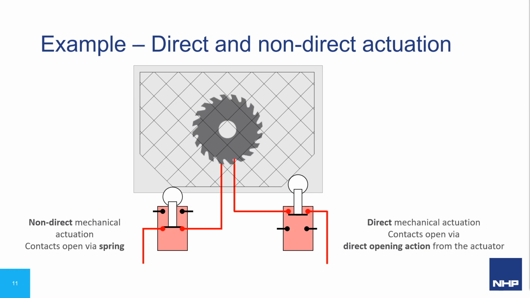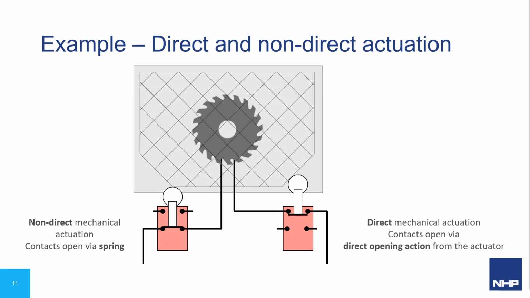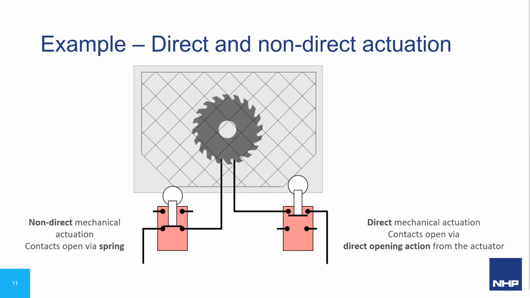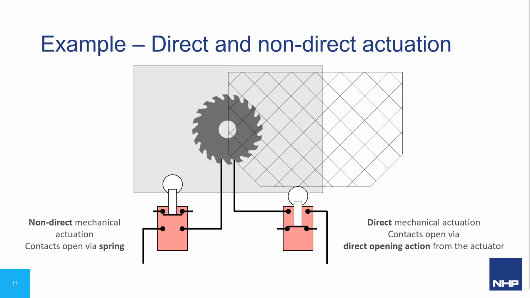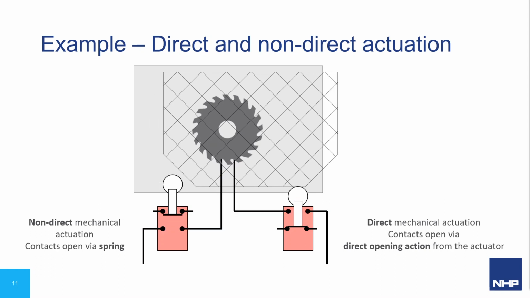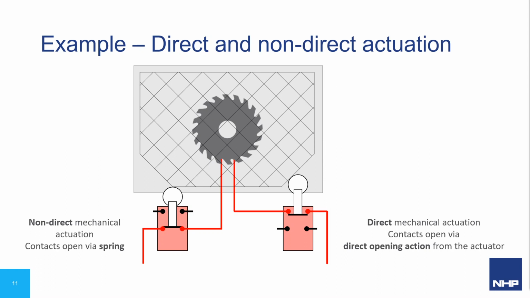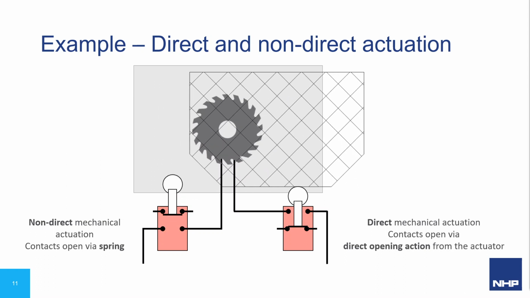This animation shows the application of two Type 1 limit switches arranged on the same guard with diverse mechanical action. The one on the left is non-direct and the right is direct. When the guard opens, the non-direct action switch is released and relies on the spring to open the contacts and disconnect the control circuit, whereas the direct action switch is forced to open as the guard moves over it. The force of opening the guard is directly responsible for forcing the contacts open.